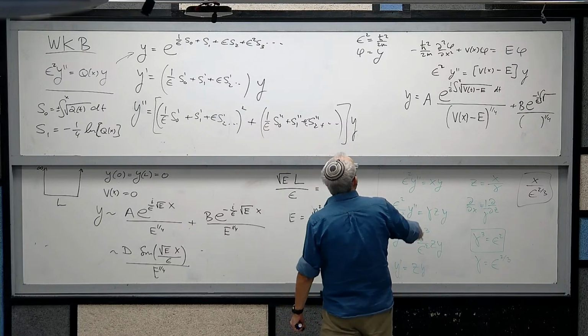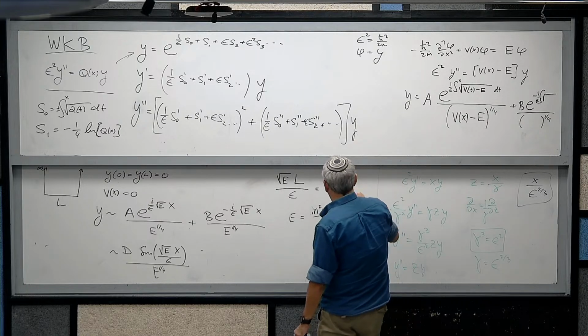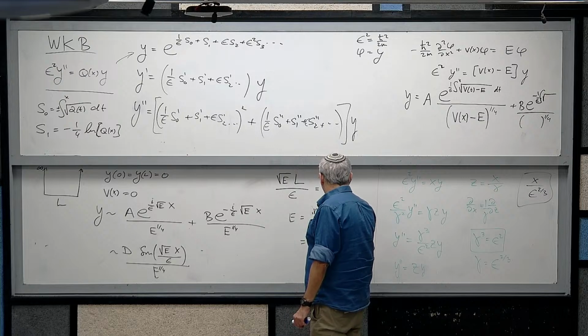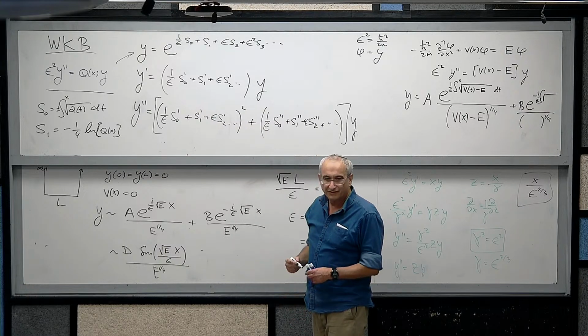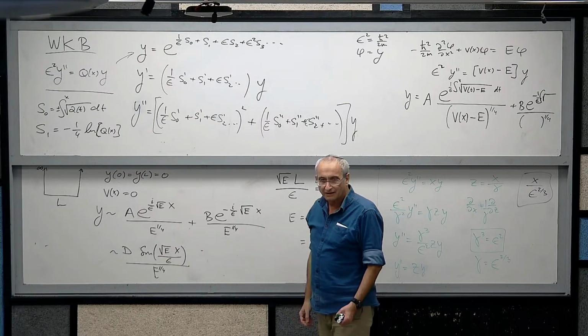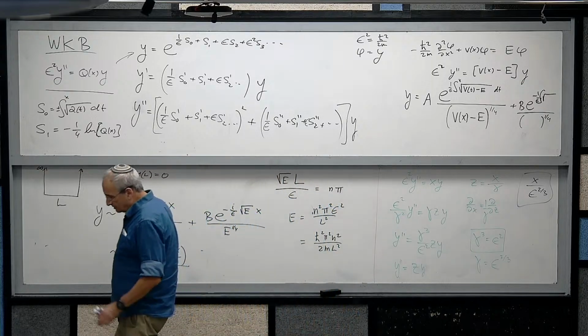And if we now remind ourselves that epsilon squared is h bar squared over 2m, then we get h bar squared pi squared n squared over 2m L squared, and this is of course the spectrum of the particle in an infinite potential well. Good.